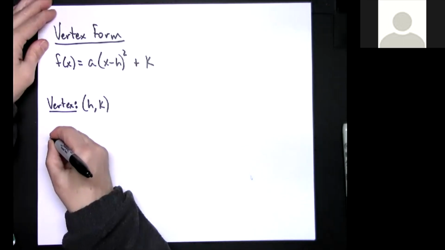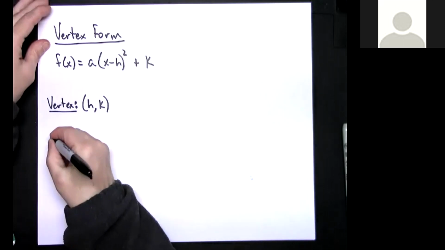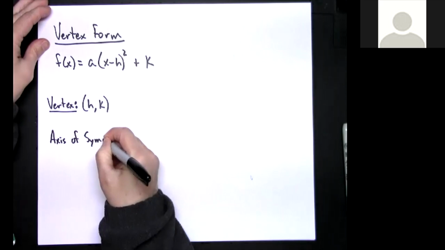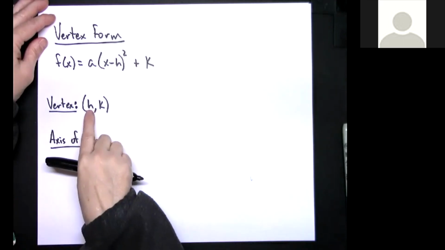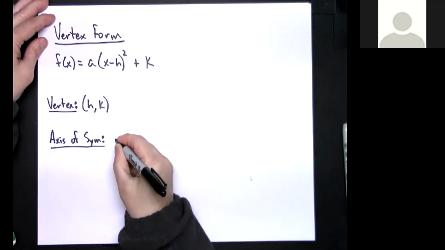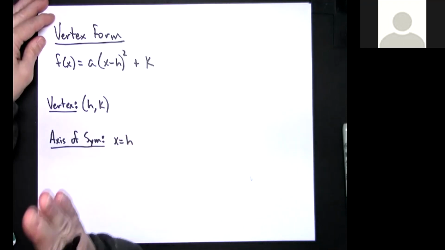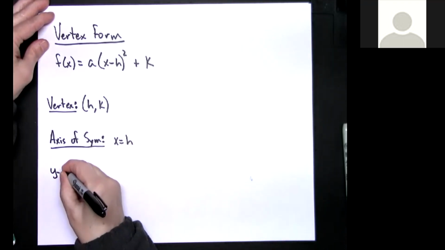And then also the axis of symmetry can be really, really quick here. Because what is the axis of symmetry? Well, it's the vertical line that goes through the x coordinate of the vertex. And right there's my x coordinate. So the axis of symmetry is x equals h, because it's whatever that number is right there. So that tells me the equation for that vertical axis of symmetry.